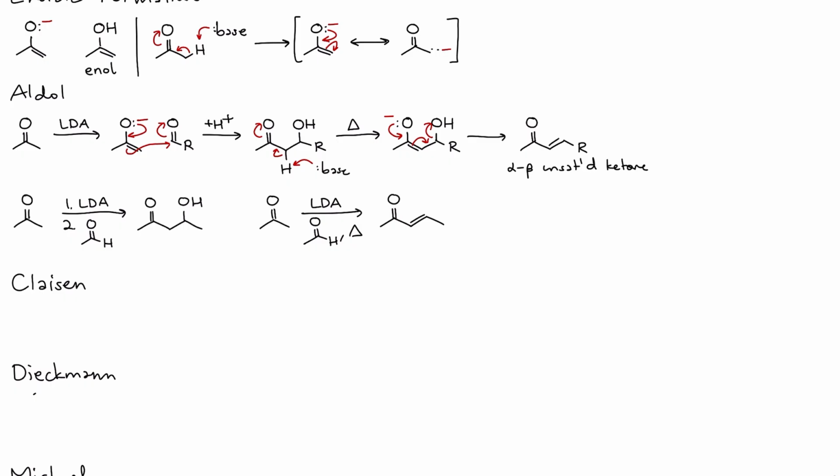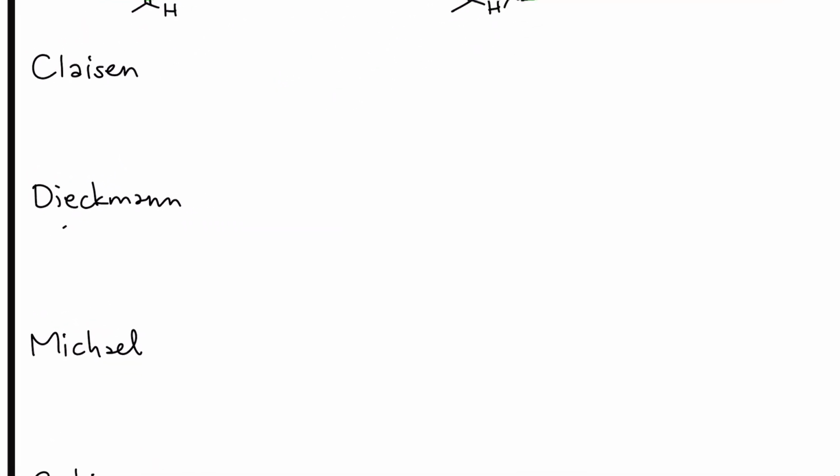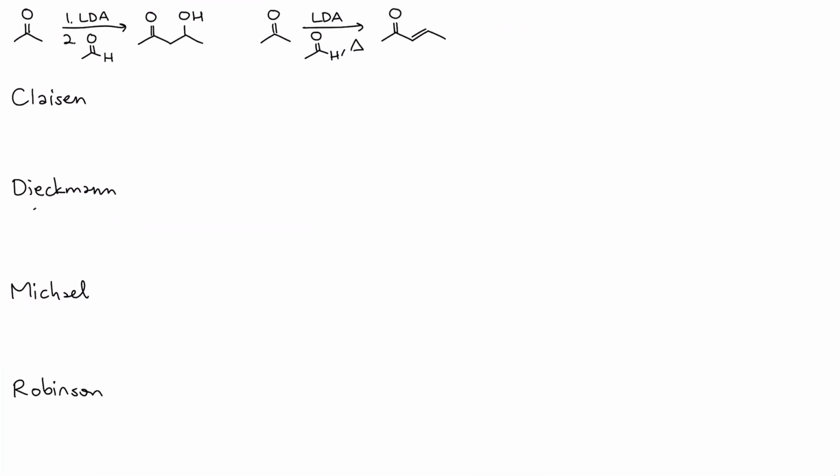So that's going to be your general scheme. If there's no heat added, you can assume that it's going to be a beta hydroxycarbonyl. But if you have heat added, it's probably more on the unsaturated ketone side. So there you go. Next is the Claisen.